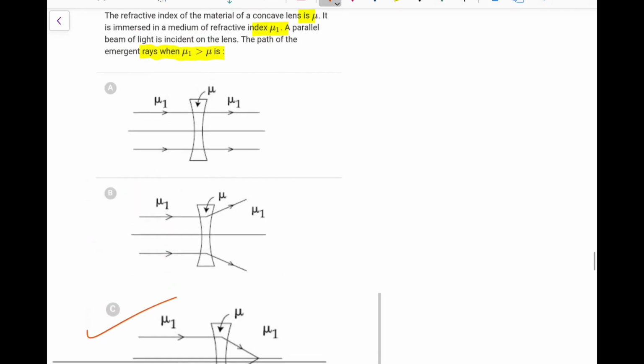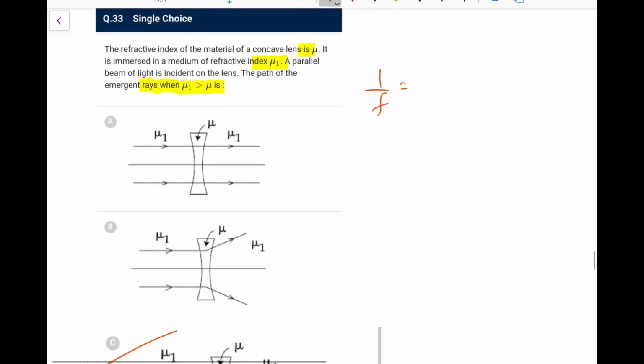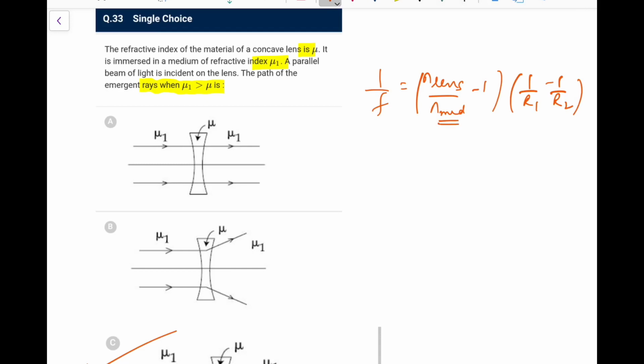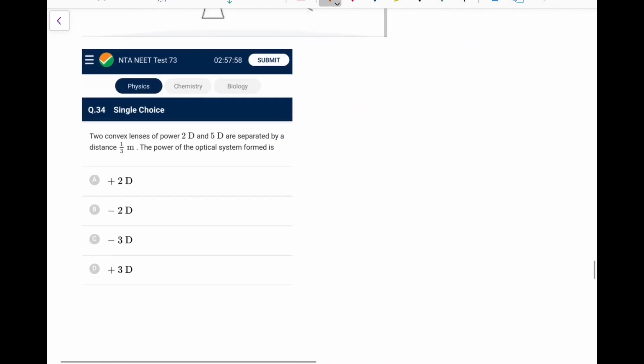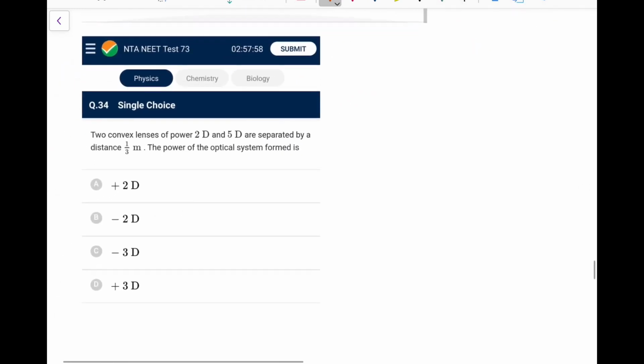That is going to be the answer here, because you all remember that 1 by f is n of lens upon n of medium minus 1 into 1 upon r1 minus 1 upon r2. So if the medium has the more refractive index, the nature of the lens changes. The concave one will behave like convex and the convex one will behave like concave. You must have done this thing.